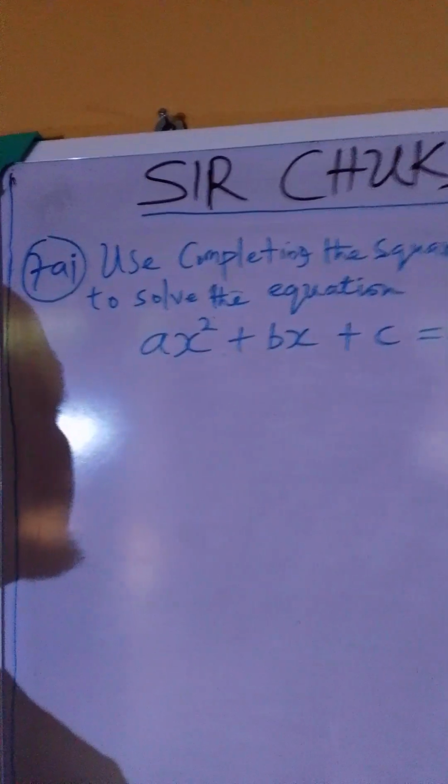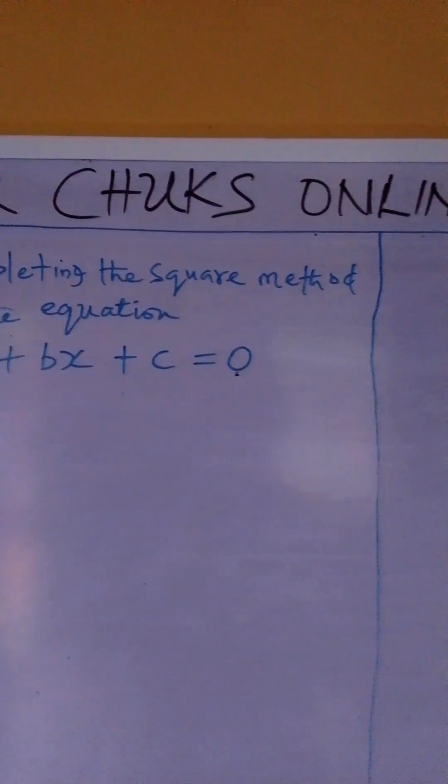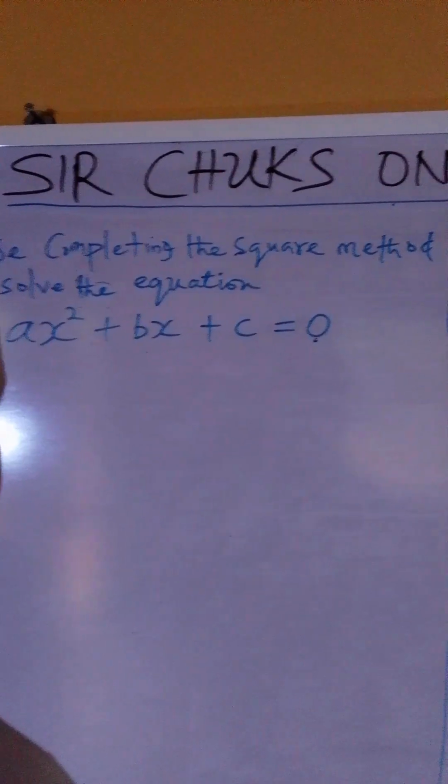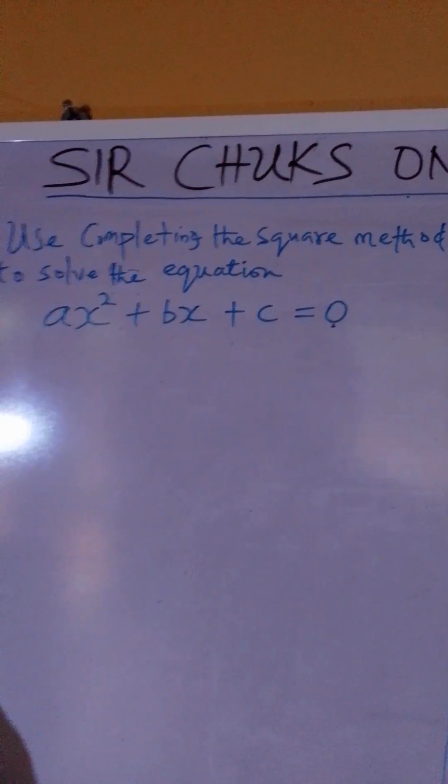I bring to you again another question from the written NECO past mathematics exam that was taken on 16th of July 2025, being Wednesday this week. Now the question says that this is question number 7AI. It says use completing the square method to solve the equation ax squared plus bx plus c equal to 0.